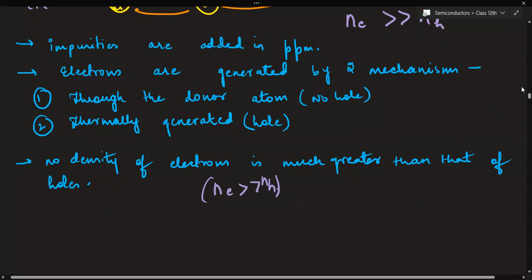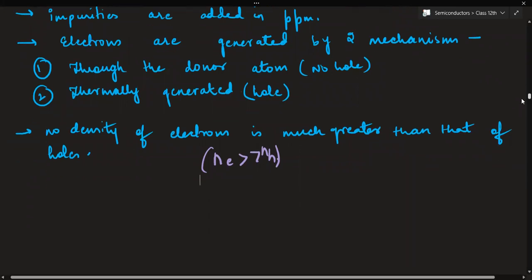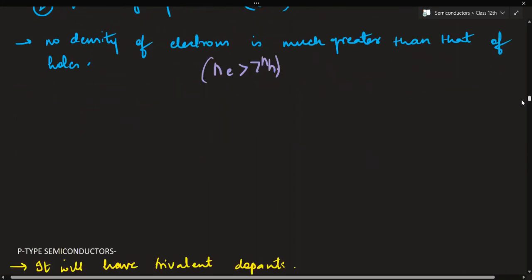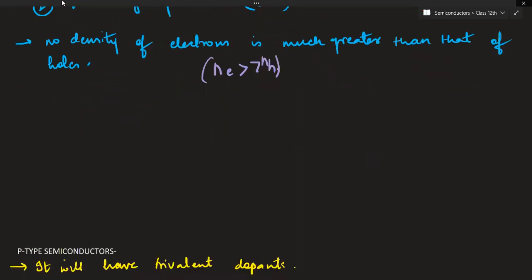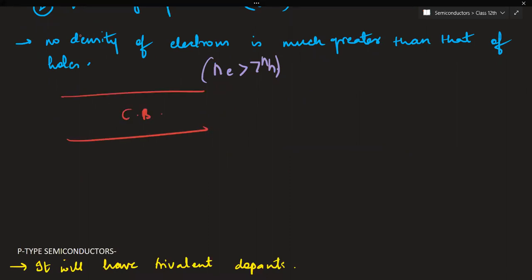See, even if you draw the energy band diagram, let me show you. If you draw the energy band gap, this is the conduction band.